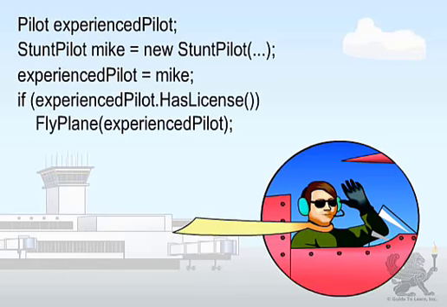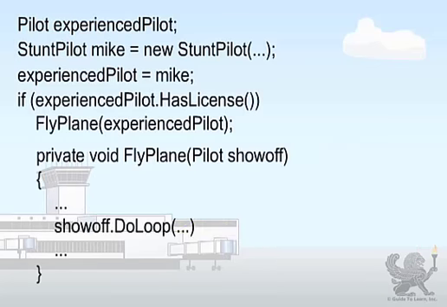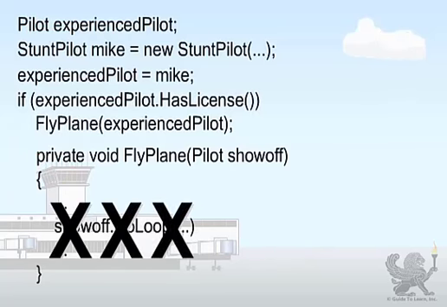A method called fly plane has been defined that expects a pilot as a parameter. Inside fly plane, an attempt is made to execute the do loop method. Even though show-off is referencing a stunt pilot, its type is pilot, and it can only perform pilot methods. This code will not compile.